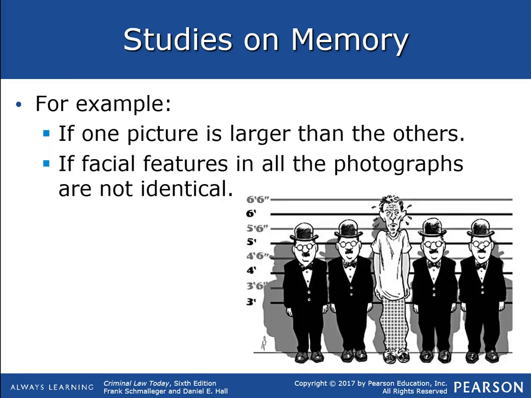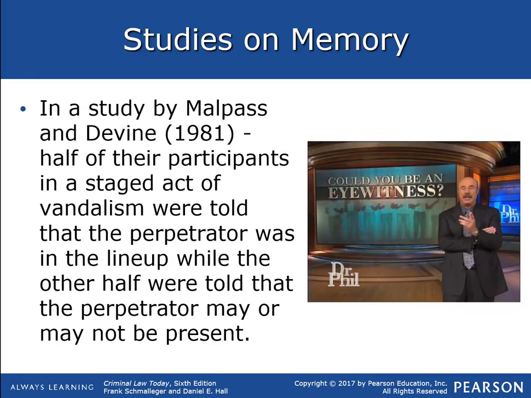So for example, if one picture is larger than the others, if facial features in all the photographs are not identical, so you have 5 with a tattoo and 1 without, 5 without a tattoo and 1 with, one picture is larger, the other ones are smaller. So all of these little things have been found out in studies on identification and memory.